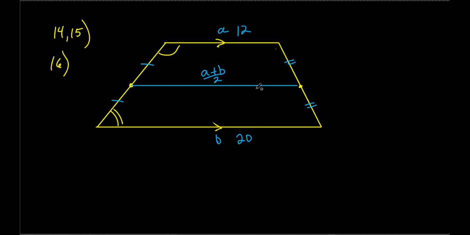So what would the blue one be then? Just do it in your head really quick. Come on, do it in your head. 16. Good. 20 and 12 is what? 32. What's half of 32? 16. Everybody see it? So look, it's the average. What's the distance between 16 and 12? It's 4, isn't it? What's the distance between 16 and 20? It's 4. All right, enough of that.